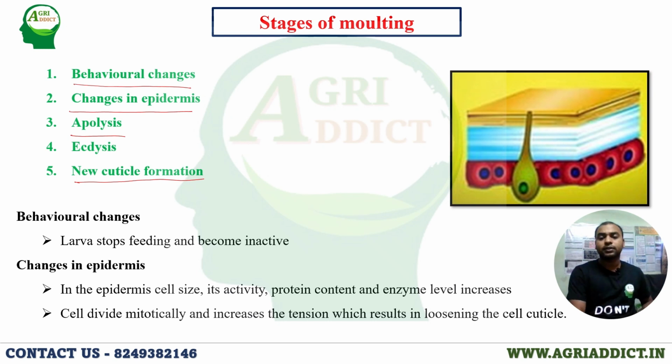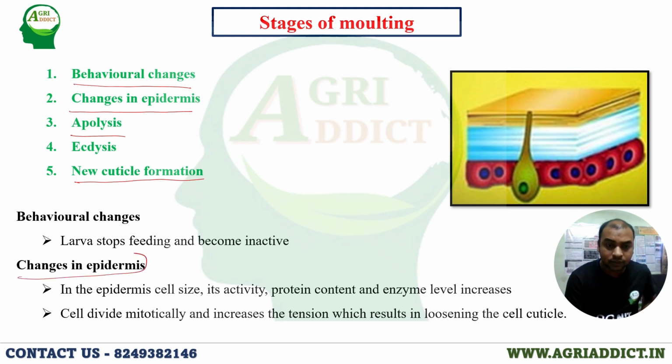So what are behavioral changes? Actually, when the molting process starts, there are behavioral changes in the insect. That means they become so lethargic, so inactive because of one factor, that is called the food factor. Why? They lose their appetite. That means there is no hunger, no appetite for that insect. That's why they won't eat any food. And due to lack of food, lack of nutrition, they become inactive, lethargic. This is called behavioral changes.